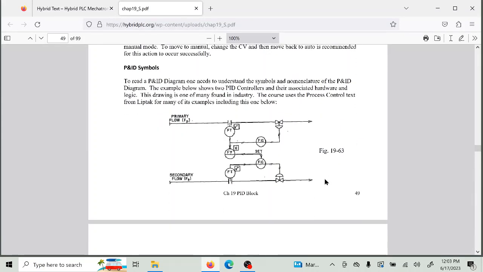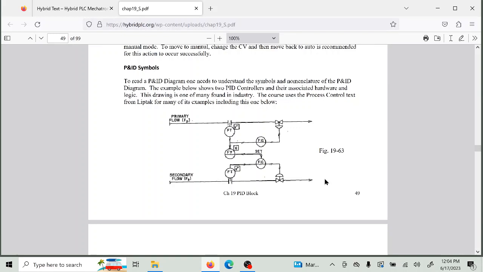So we also run into this idea of PID drawings. Every one of these processes that I've talked to you about had a PID drawing of some kind. And here is an example of that. Now, what are we looking at here? Well, we're looking at little circles, and the little circles have letters in them. They can also have numbers in them, but there's also symbology with these.